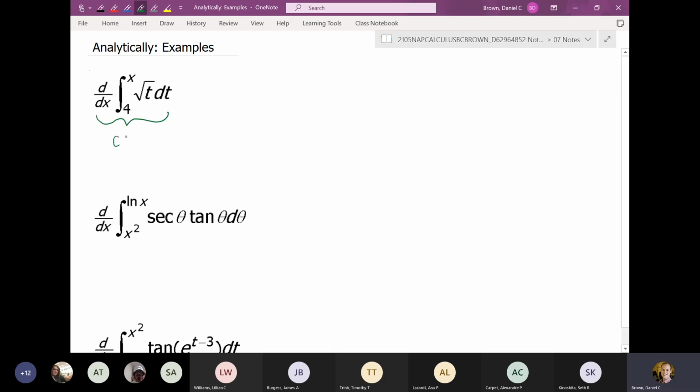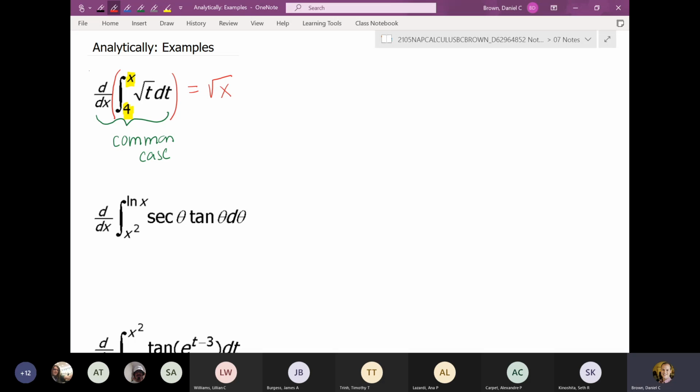This first one is going to use the common case. And I know it's going to use the common case because we just have a constant on the bottom and the upper limit of integration is x. So when I take the derivative of this integral, the common case is nice. Literally, the integral sign just cancels out. And this would just be equal to the square root of x.